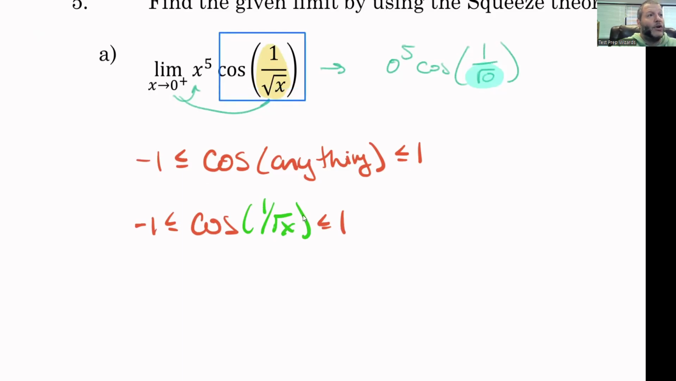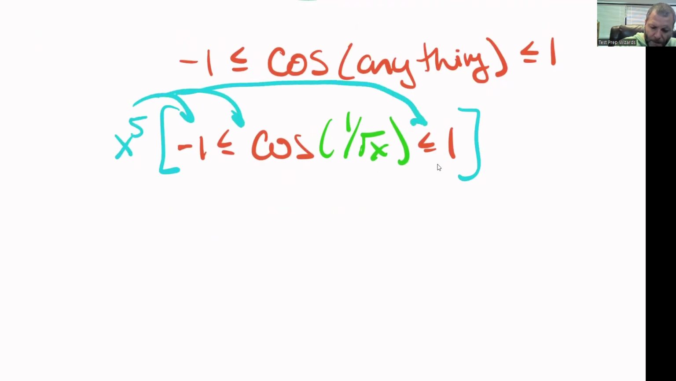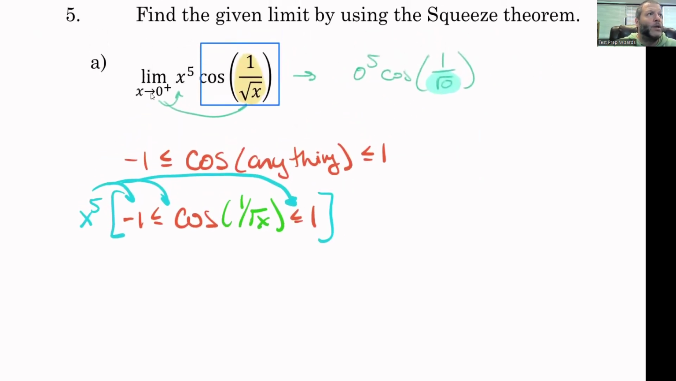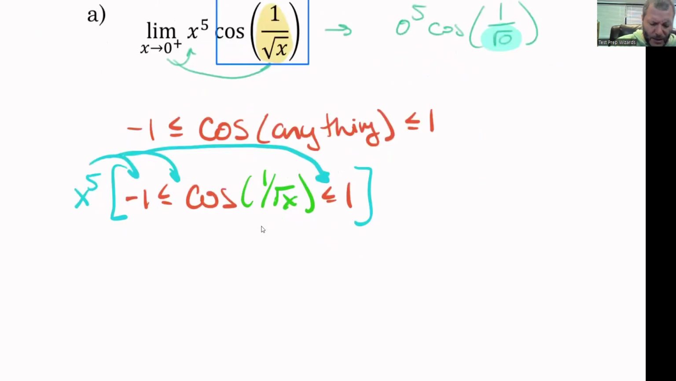But then, noticing what we have, I don't have a cosine of 1 over the radical of x. I have x to the fifth times it. So I'm going to take this inequality, and in order to get x to the fifth power times this cosine, I have to multiply everything by x to the fifth power. So multiply, multiply, multiply. And if we're being a little bit nerdy and technical, since we're only plugging in positive values of x, x to the fifth power is always going to be positive. We don't have to worry about flipping any inequality signs.